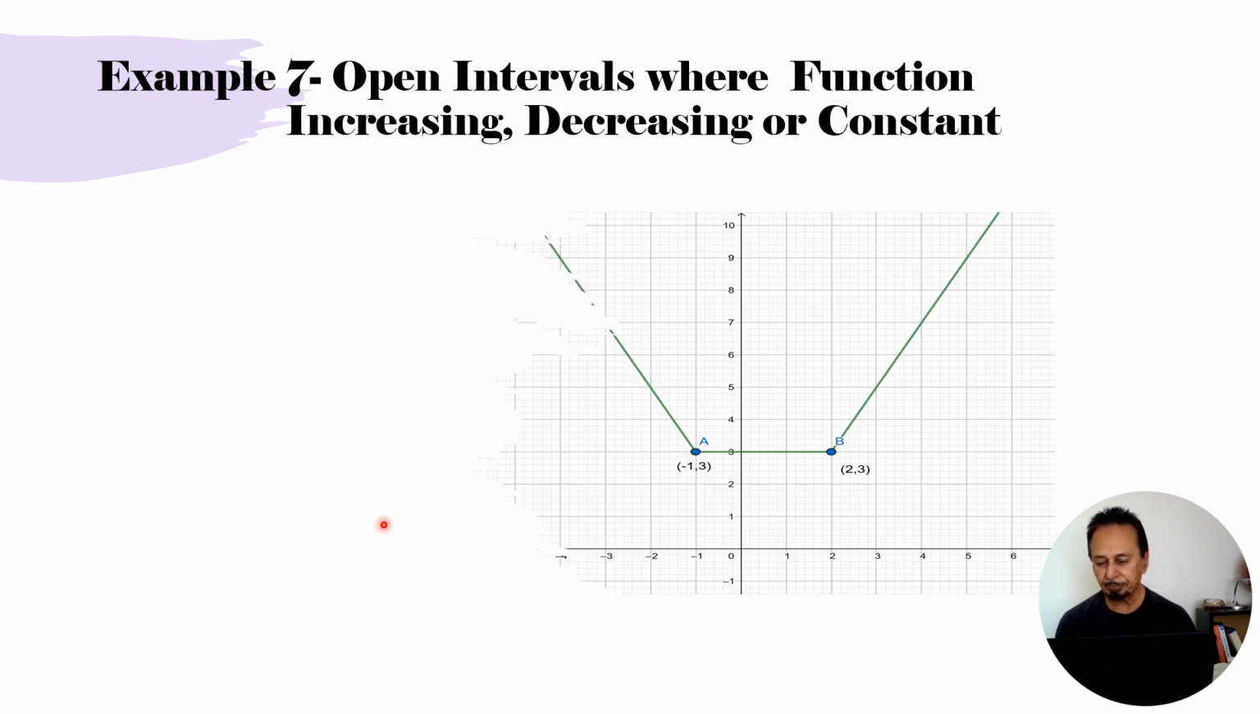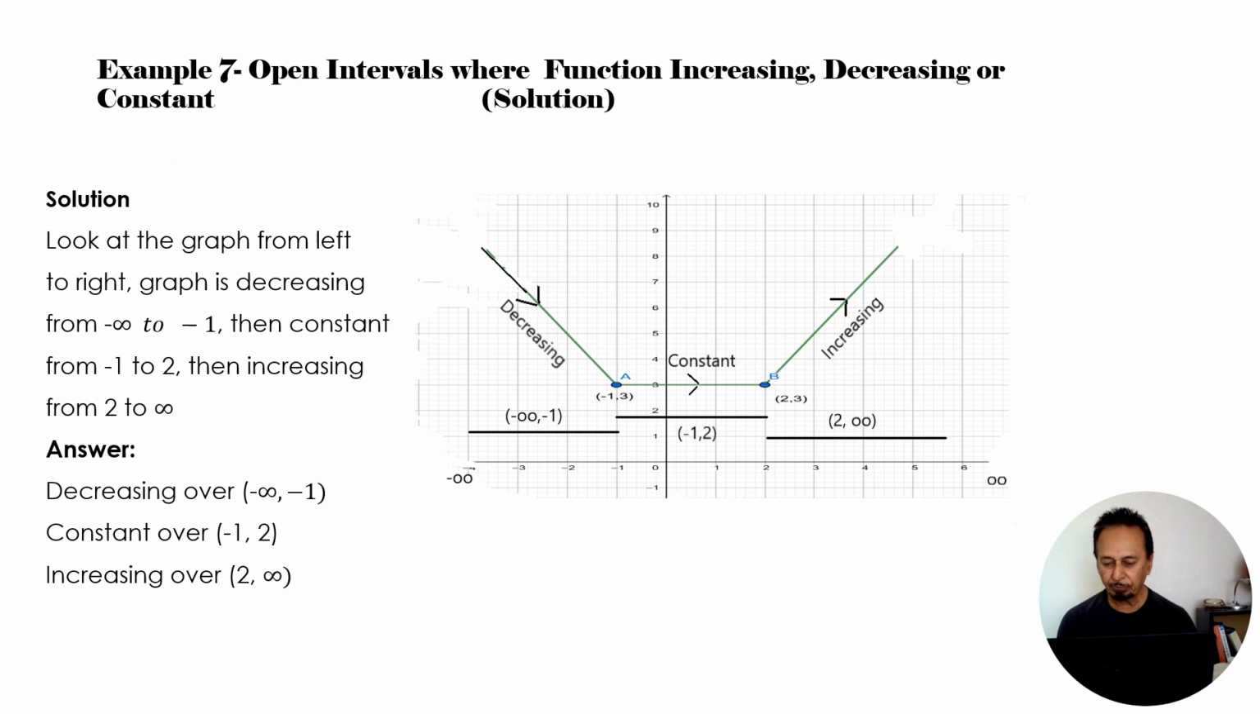Here's another example, to find out where the function is increasing, decreasing, or constant. So we look at the graph from left to right. If you go from minus infinity up to this point, where x is -1, the graph is decreasing. But then from -1, so we're looking at the x value, not the y, -1 to +2, it stays steady. I mean it's neither falling nor rising.